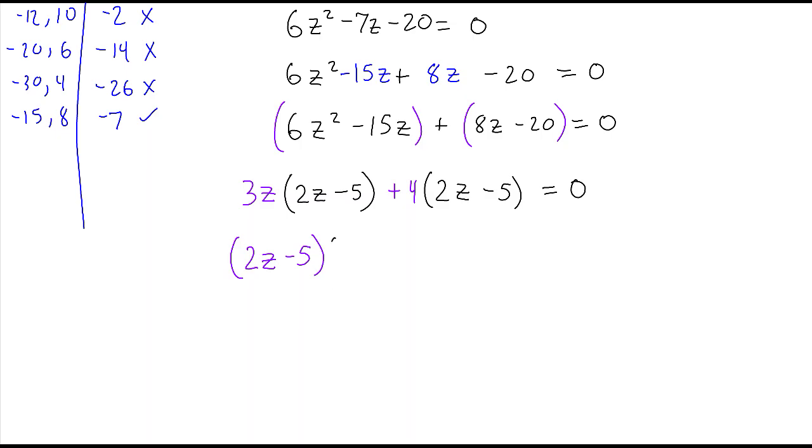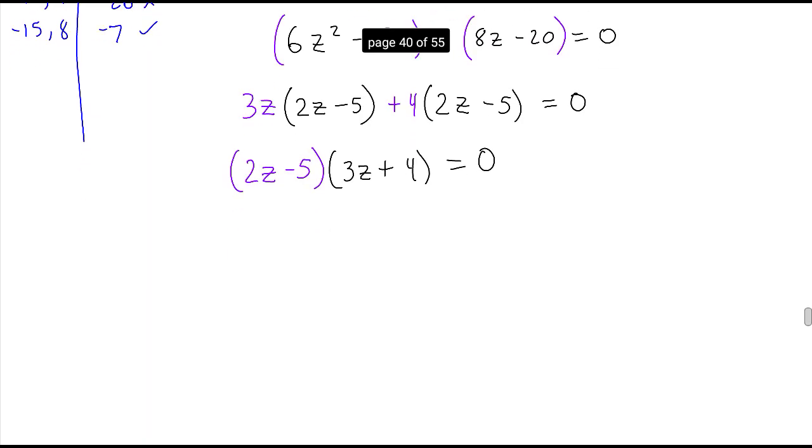Now what's left behind? If I divide this by 2z minus 5, those would cancel out, leaving me with 3z. And if I divide this, factor out 2z minus 5, divide it out, those would cancel and leave me with a positive 4. So there we go. We have factored it. 2z minus 5 times 3z plus 4 equals 0.